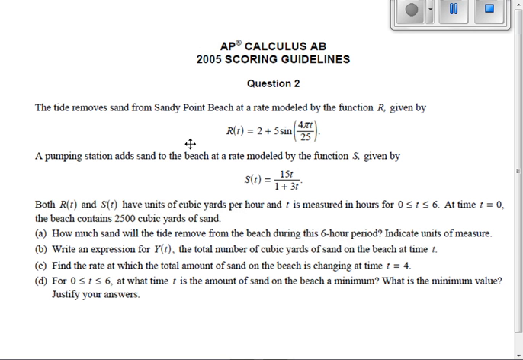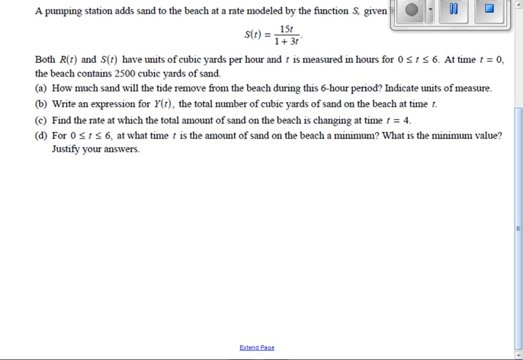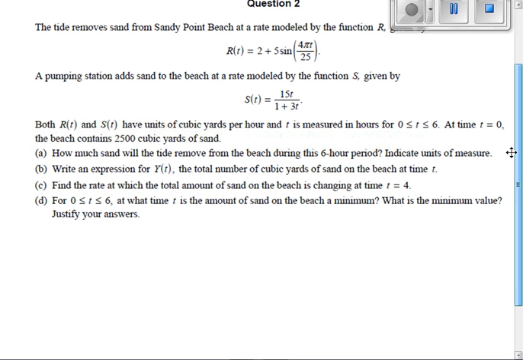Okay. The tide, shh, you guys. The tide removes this. Let's get started. The tide removes sand from Sandy Point Beach at a rate modeled by this function. It's a calculator problem. A pumping station adds sand to the beach at a rate modeled by that one. That's exactly what they're going to be doing down on the beach in Florida. And they're going to be working 24/7. They're working at night as well. So it's going to be noisy for anybody who's down there. Not on my part of the beach, luckily, but it's close enough.